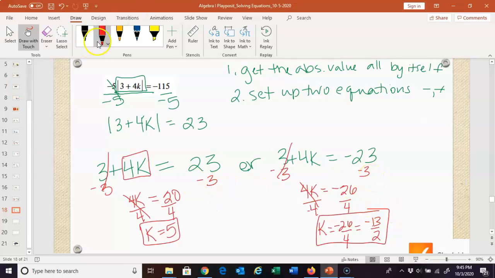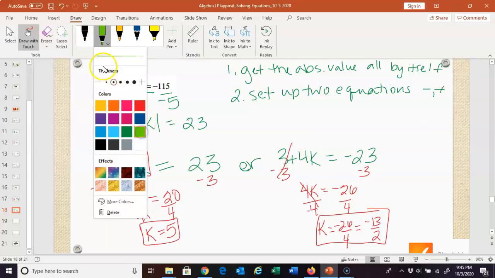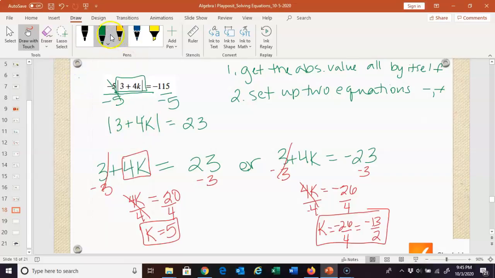So let's get a different color and check our work. I don't want green. There we go. We're going to plug in 5 to the original equation. You always want to go back to the original. Okay, let's do PEMDAS. So parentheses first. Or remember how we talked about GEMDAS. So absolute value bars are another form of grouping symbols. So we'll do those first.